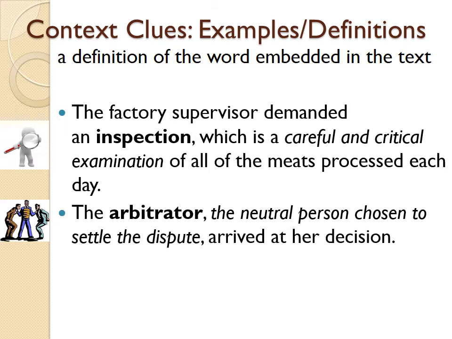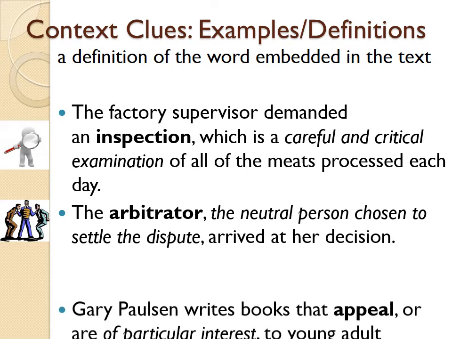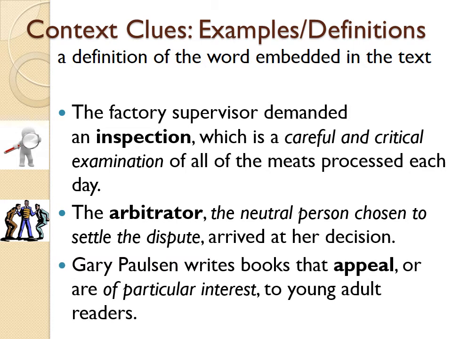The next one, the arbitrator, which is the neutral person chosen to settle a dispute, arrived at her decision. So we have the neutral person, that definition within there. Gary Paulson writes books that appeal, or are of a particular interest, to young adult readers. Here, once again, in italicization, we have exactly what the word appeal means.